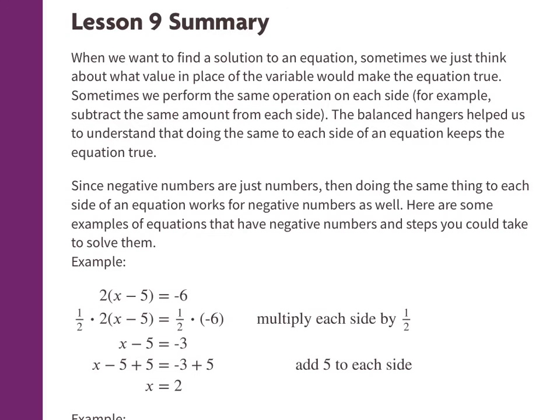The balanced hangers help us to understand that doing the same thing to each side of an equation keeps the equation true. Since negative numbers are just numbers, then doing the same thing to each side of an equation works for negative numbers as well. Here are some examples of equations that have negative numbers and steps you could take to solve them.